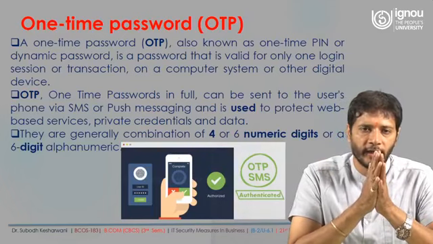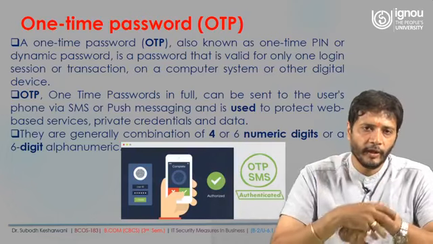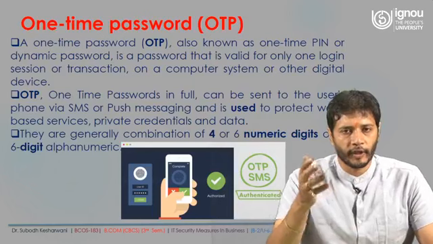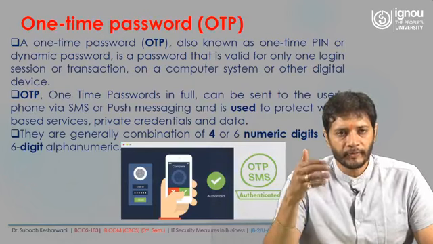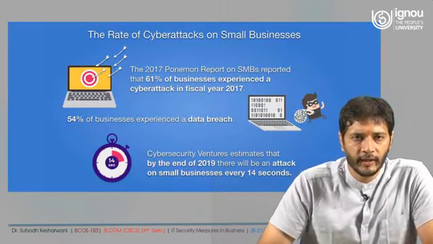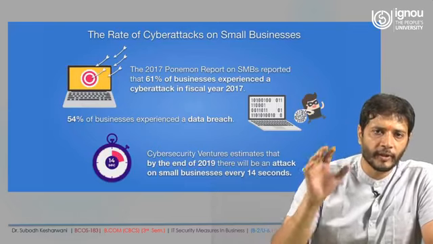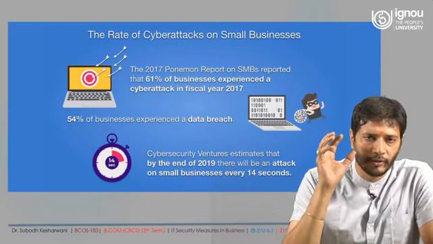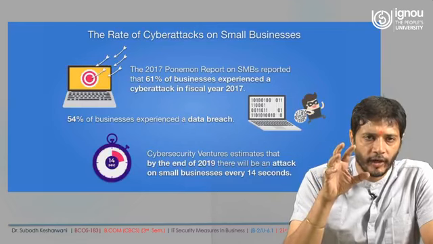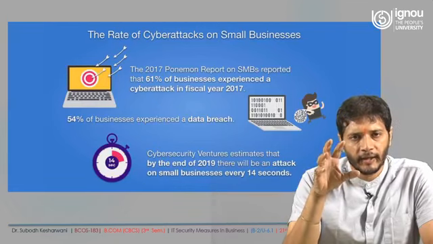So rather than always depending on the password, one should always depend on the OTP, and OTP is quite a secure format when we compare it with other models. Now, the rate of cyber security attacks on small business: the 2017 phenomenal report on SMB reported that 61% of businesses experienced a cyber attack in fiscal year 2017. And 54% of businesses experienced a data breach. These are the attacks which are coming up, and this is a routine matter.